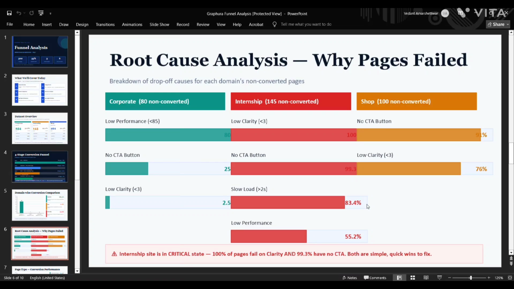On the internship site, 100% of pages have a clarity score below 3, have no CTA, and 83% are slow loading. This is the most severe case. However, adding CTAs and improving content are quick wins that do not require technical effort.